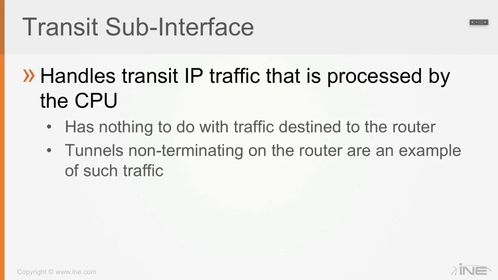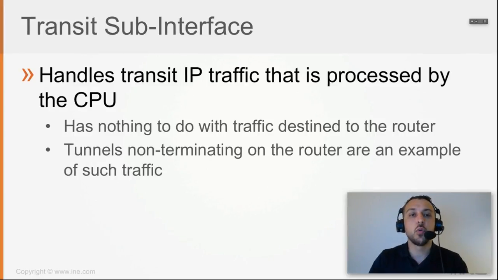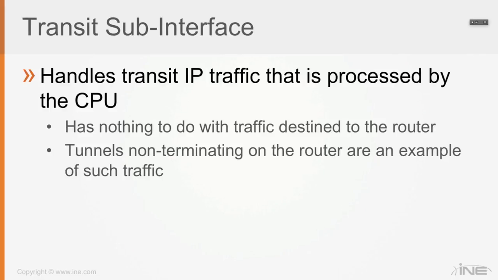So one example is going to be tunnels non-terminating on the router, which are an example of such traffic that is handled by the transit subinterface. If for whatever reason the router has a tunnel transiting the router, which has to be process switched, then it's going to fall under the transit subinterface. As the name states, the transit subinterface handles transit traffic not destined to the router, which is going to be in the end process switched by the router.